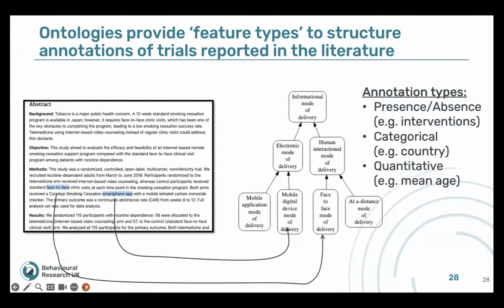And there are different types of annotations. You can have some which just say, okay, this feature is present or absent. You can have some which specify a value, and you can have some which specify a number.